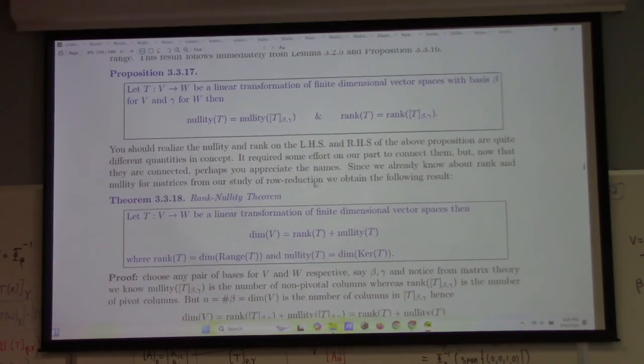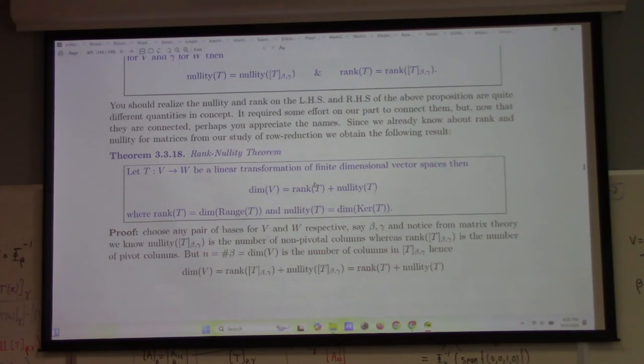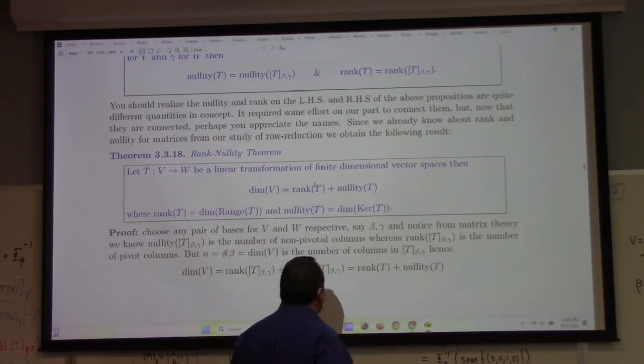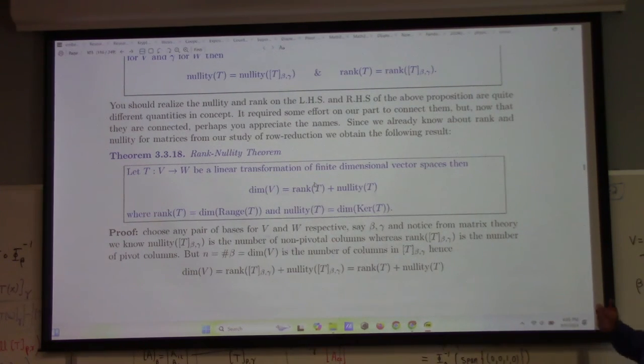So this brings us to the rank nullity theorem, which says that the dimension of V is equal to the rank of the linear transformation plus the nullity of the transformation. One way you can prove this is by noticing that the rank of T is equal to the rank of its matrix, the dimension of the column space, and the nullity of T is equal to the dimension of the null space of the matrix, the so-called nullity of the matrix.